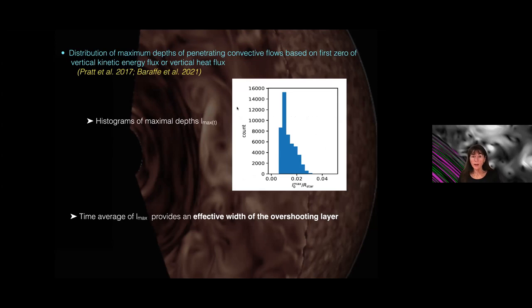Or you can do it as well, as we've done recently, based on the distribution of maximum depth of penetration of plumes, and then your time average will define an effective width of the overshooting layer. I give all those examples to show that it's not straightforward to interpret numerical simulations, and you have different tools, different methods, different statistical approaches in order to get the best of those numerical simulations and then establish this 3D-to-1D link.